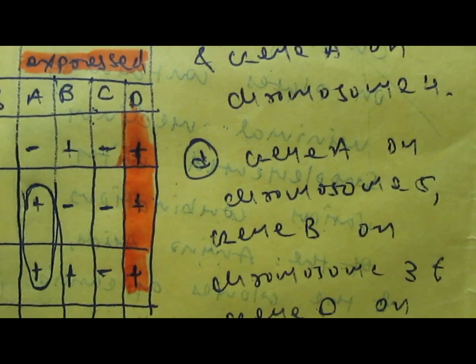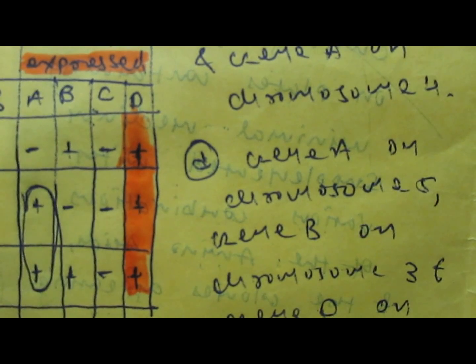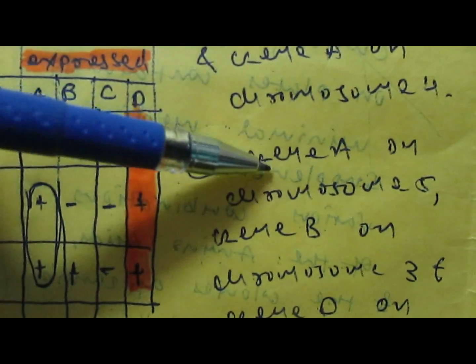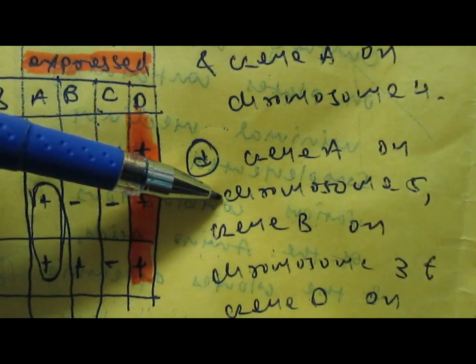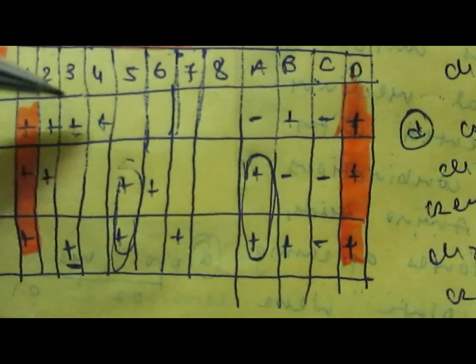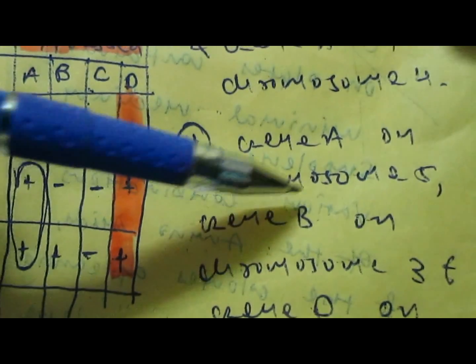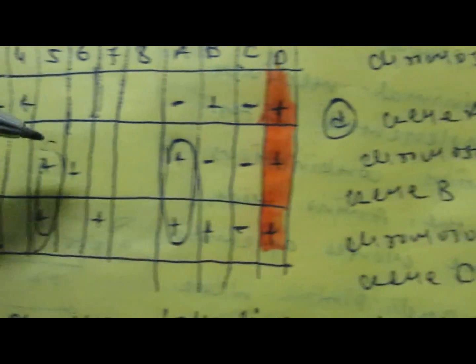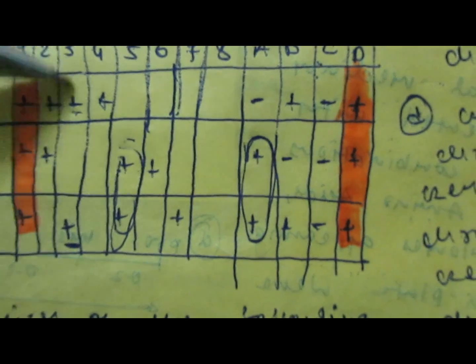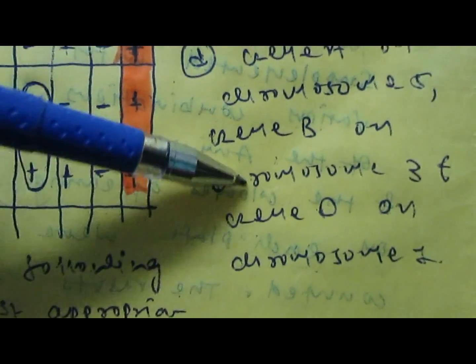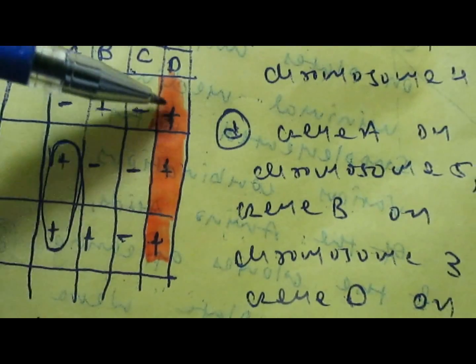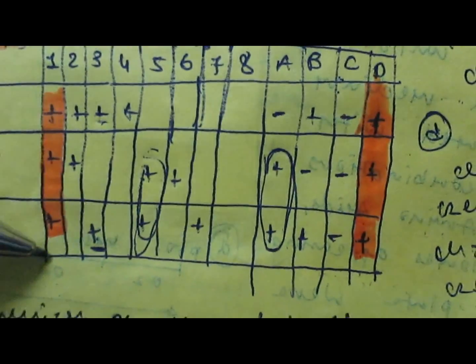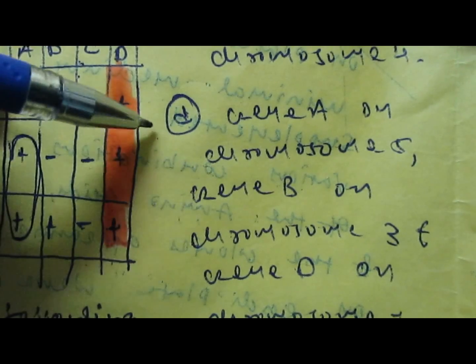Now try to match the option answers with the answers we get from the table. Gene A is on chromosome number 5. So yes, gene A is on chromosome number 5. Gene B is on chromosome number 3. Yes, gene B is on chromosome number 3. And gene D is on the first chromosome. Yes, gene D is on the first chromosome. So option D is the correct answer for this question.